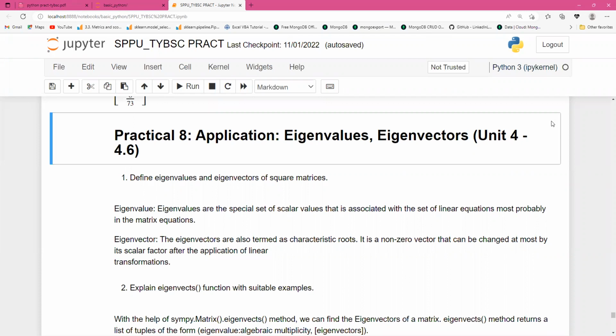This is Samadhan Kale. So in this video guys, we will learn the practical number 8 of the third year BSc Mathematics subject, Python programming.